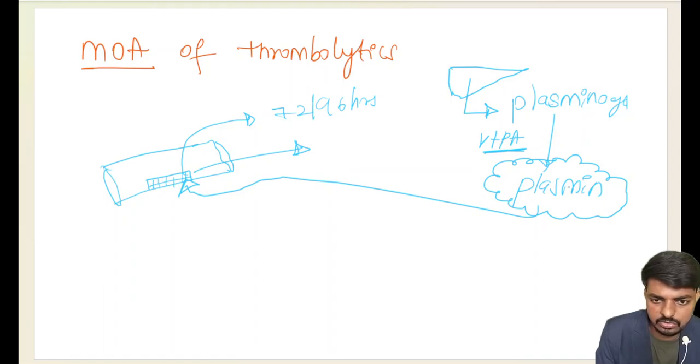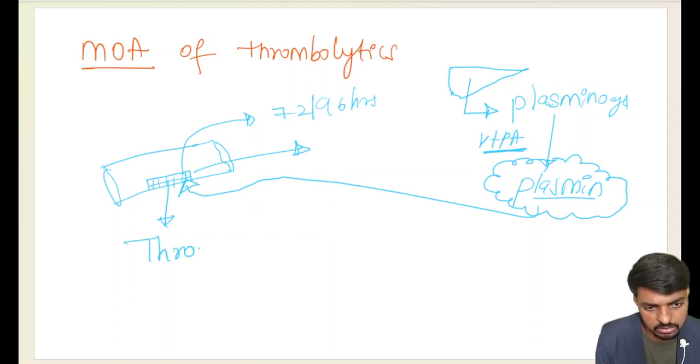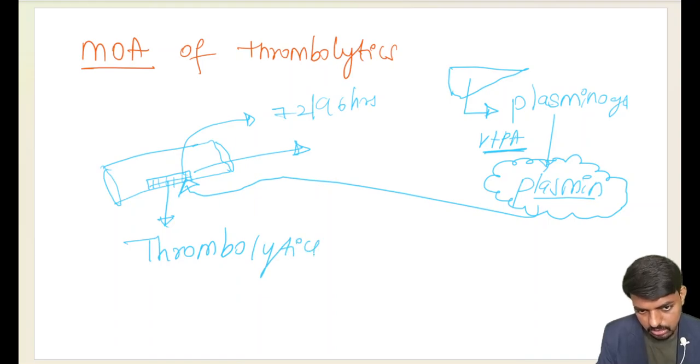So tissue plasminogen activator means this converts the plasminogen to plasmin. This plasmin is the active form of the plasminogen that destroys this particular clot. If it destroys this particular clot, that is, destroys this thrombosis, we call that a thrombolytic. Okay, very important one you have to keep in your mind. This is how our thrombolytics will work.